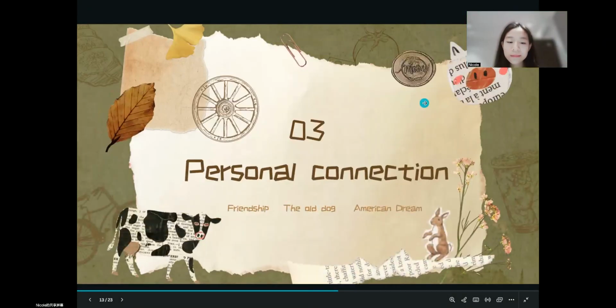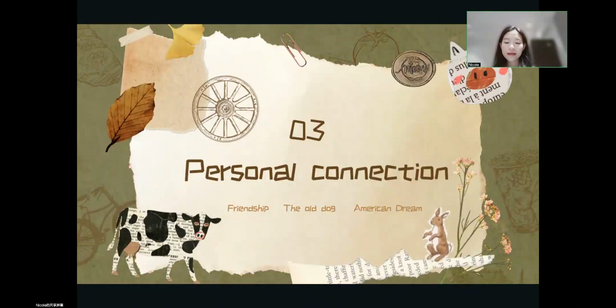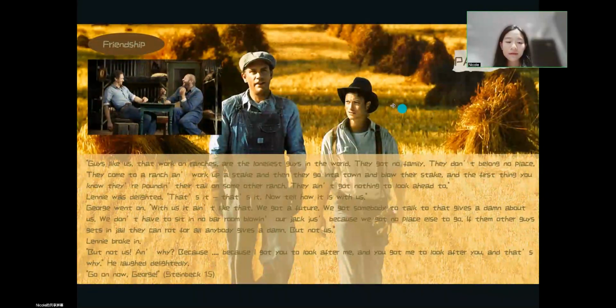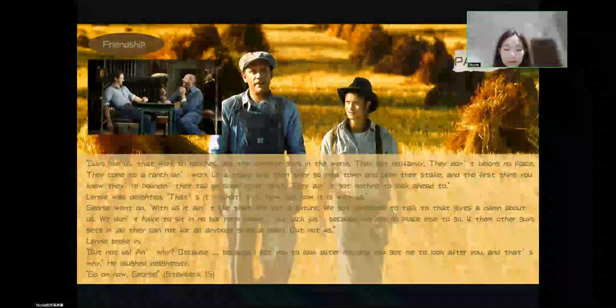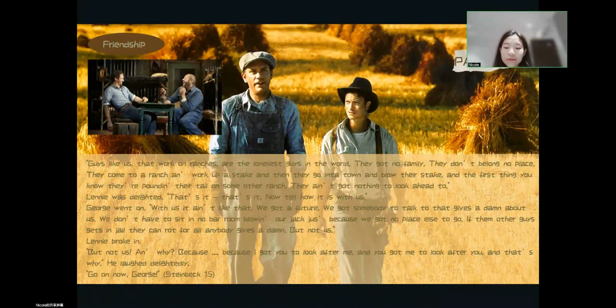And the next part is about the personal connection to this book. So first, I want to talk about the friendship between George and Lenny. The friendship between George and Lenny and their dreams is the most hopeful and positive theme of this story, in my point of view. They don't feel loneliness like other migrant workers such as Candy and Crooks because they have each other. As you can see at the bottom of the screen is the dialogue of them talking about their dreams.